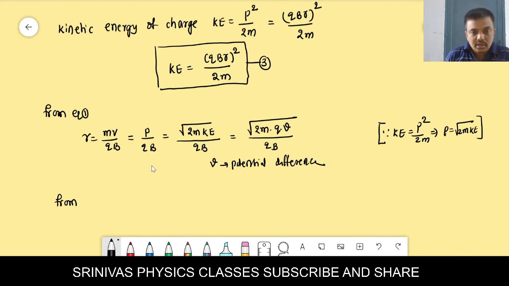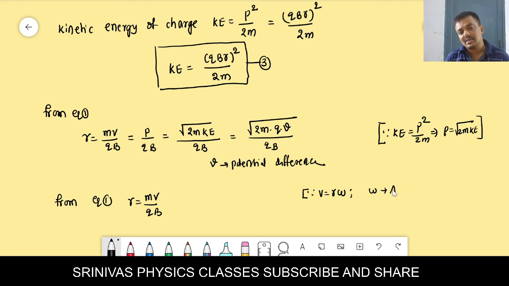Let's go for the continuation. That is, I want the angular velocity. From equation 1, the radius formula we know. Radius formula is mv by qB. But the linear velocity and angular velocity relation we know, v is equal to r omega. Is it right? Where omega is angular velocity.